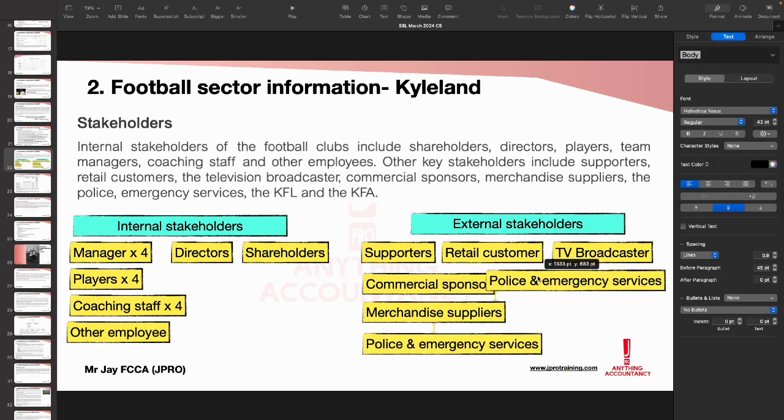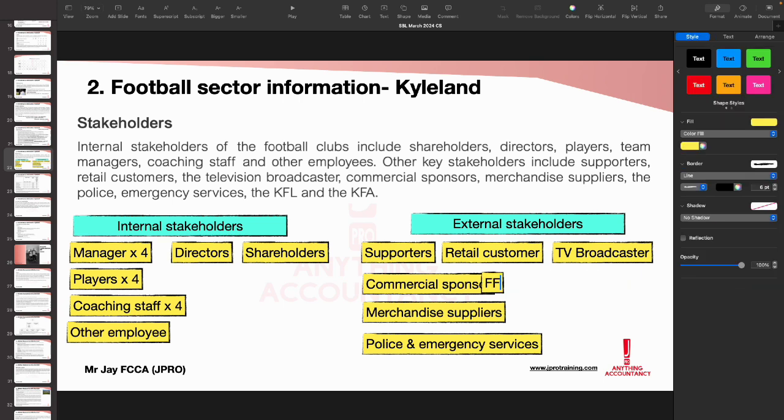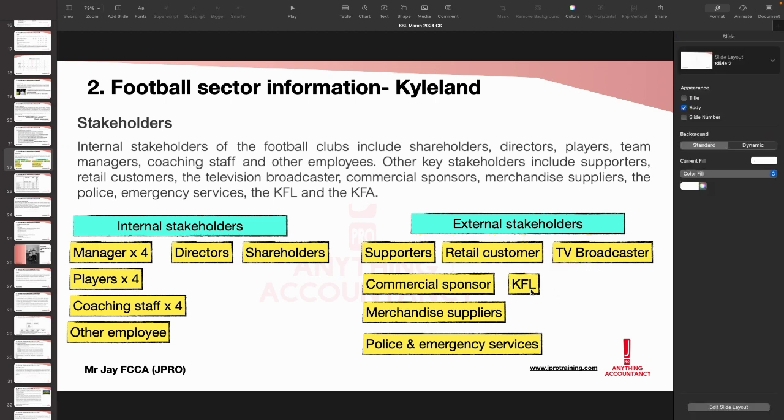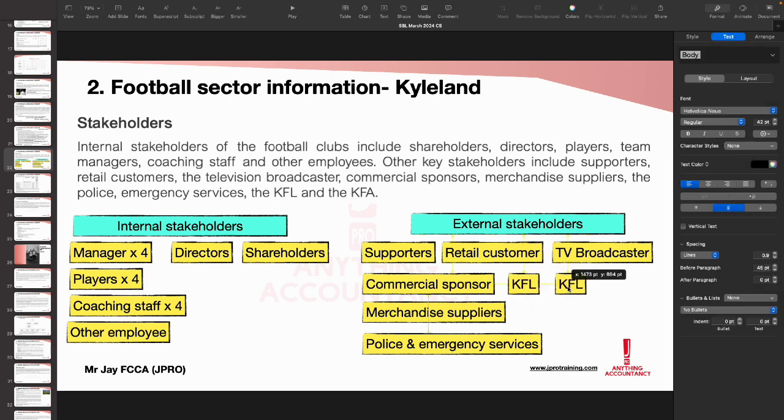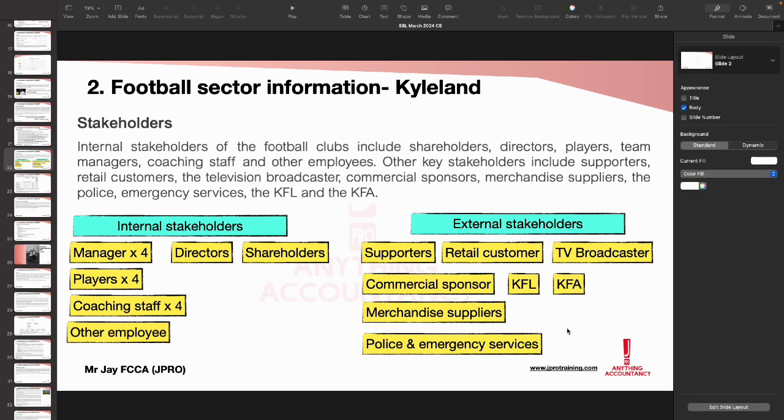They are interested in your business activity because you have this one. You've got KFL. That's one of the more powerful ones, KFL, and also KFA. So these are the two people who are very powerful. They are interested in you and they have a lot of power because you live under them.